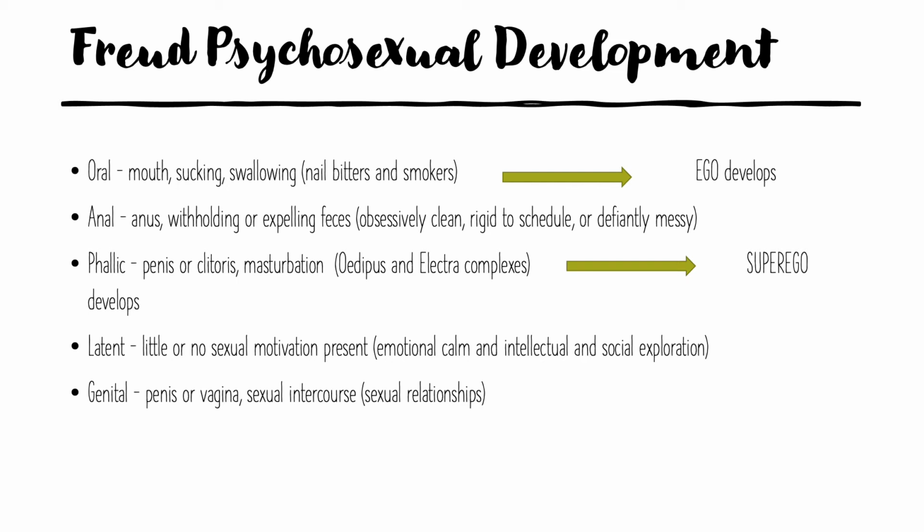The latent period is adolescence to adulthood. There is little or no sexual motivation present. This is an emotional calm and a time of intellectual and social exploration. And then the last phase is genital. It's focused on the penis and the vagina and sexual intercourse, and is about sexual relationships. And this is moving into adulthood.